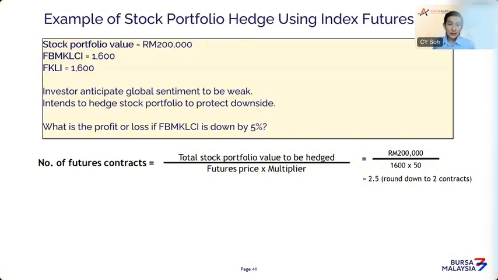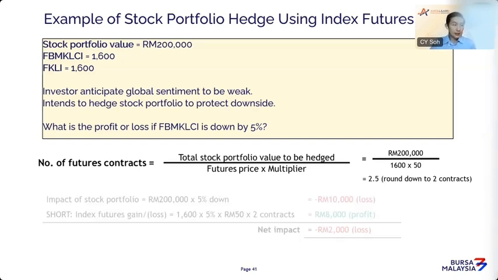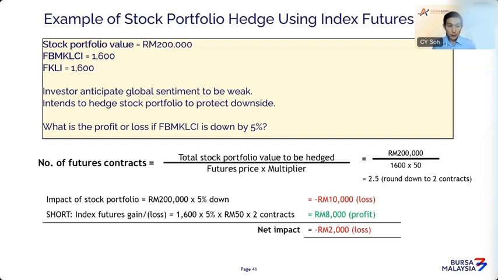So what it means is that you will be protecting your whole 200,000 stock portfolio using 2 contracts only. Okay, and this is how your profit and loss will actually work.